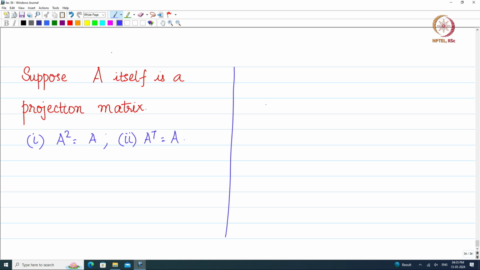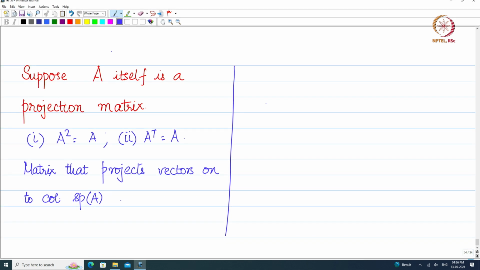Now, what we have is we want to find out the pseudo inverse of the matrix. Therefore, the matrix that projects vectors onto column space of A is A itself.